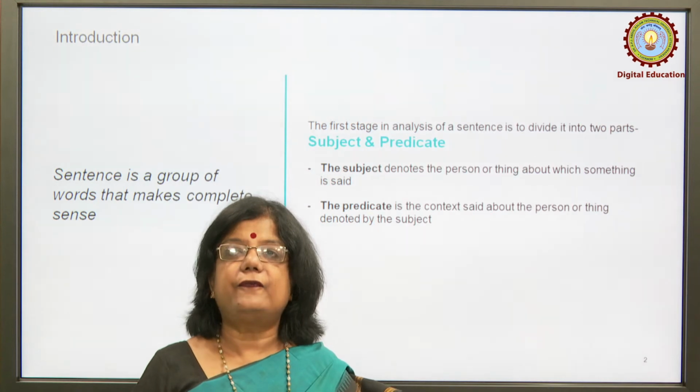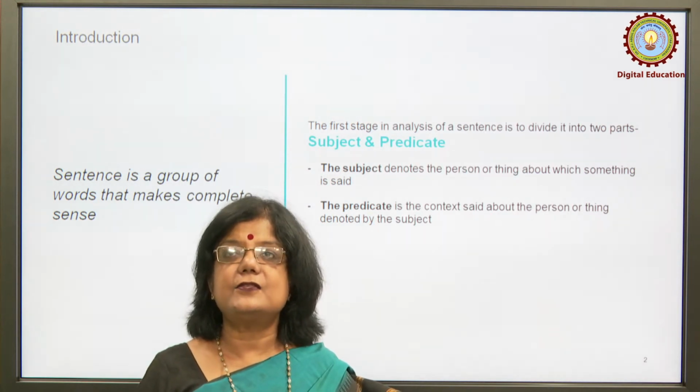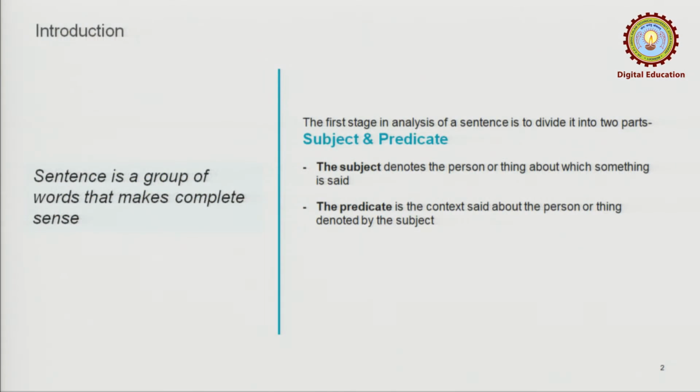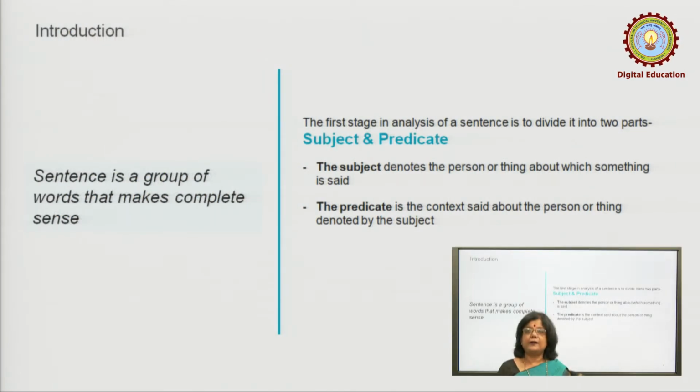Now, the first stage in analysis of a sentence is to divide it into two parts. First will be the subject and other will be the predicate. The subject denotes the person or thing about which something is said. As it is clear in the sentence, the subject denotes the person or thing about which something is said, and the predicate is what is said about the person or thing denoted by the subject.